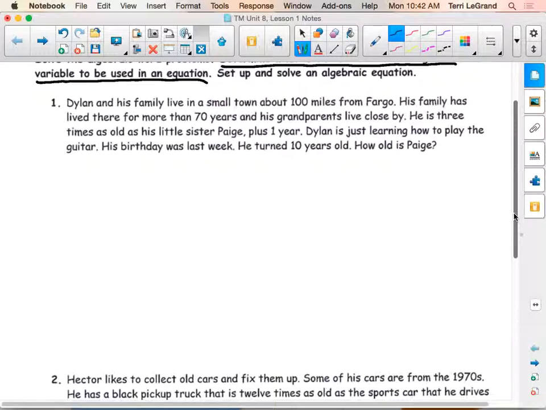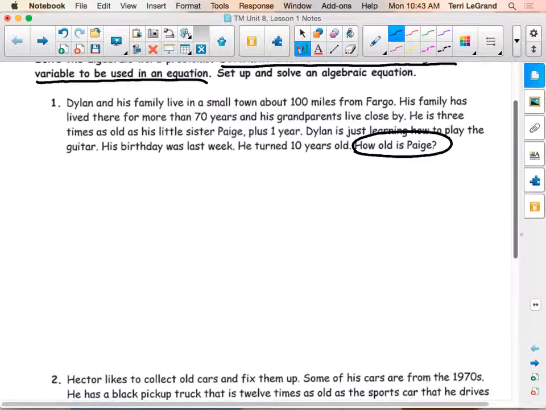So the first thing I want you to always do is this. Find out what they're asking you for. What are they asking us for in this problem? Danny? How old is Paige? Let's just circle that right now. How old is Paige? That's the real question. That's what we need to find. Okay, is there anywhere in there that it tells us how old Paige is?